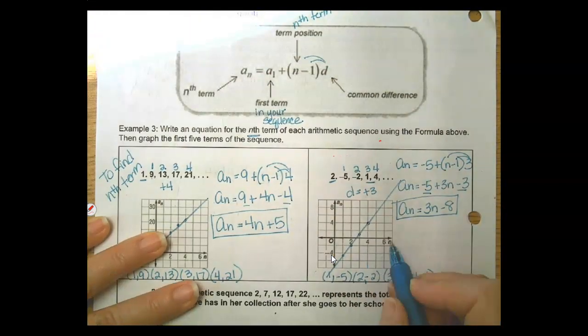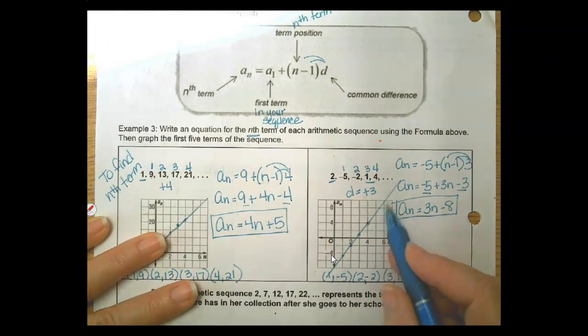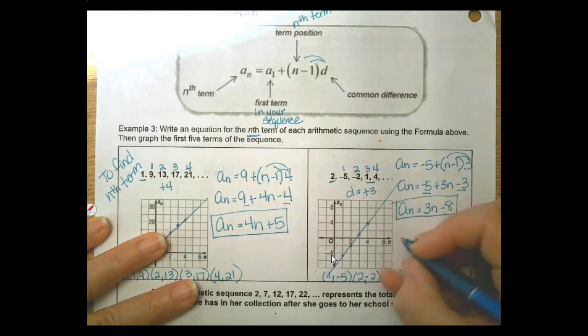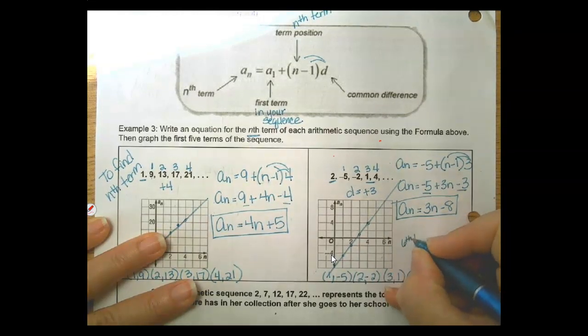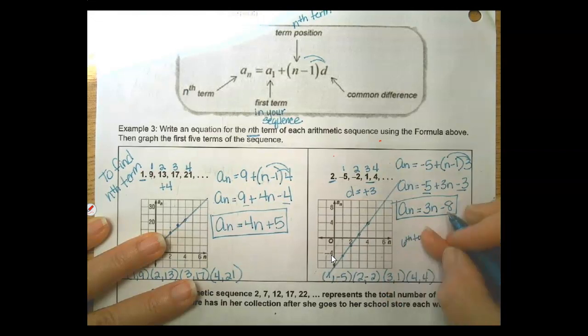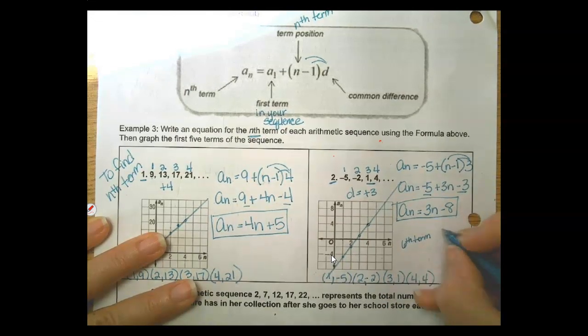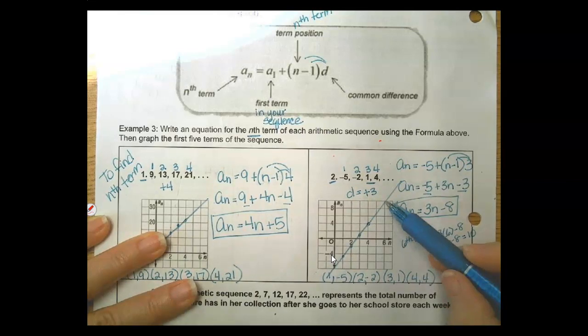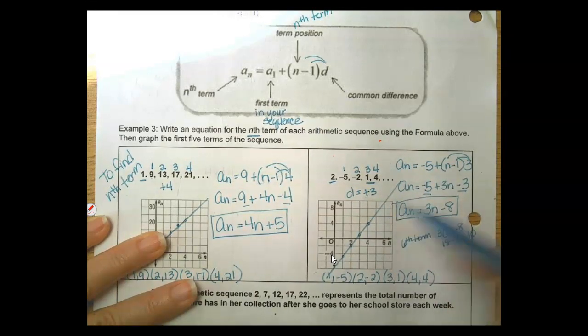So if I would say what would be the 6th term, I could go up here and say, that's probably about 9. Or I could say, what's the 6th term from the graph, or 6th term here. So 3 times 6 minus 8. So 18 minus 8 equals 10. So that was closer to 10. I guess it's going up by 2's. All right? Questions on that?